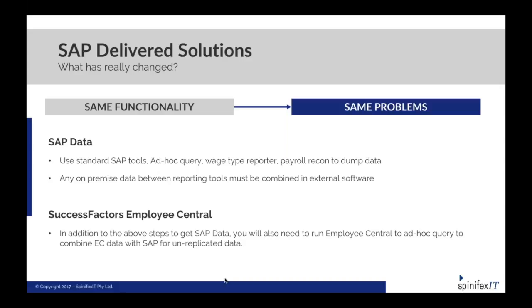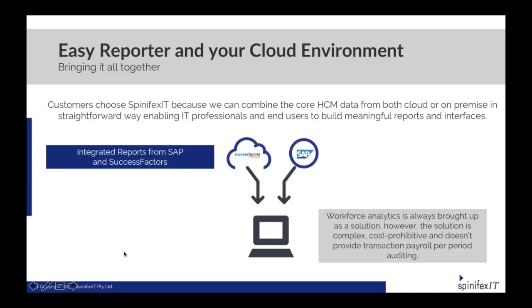But you're going to have to dump down that data out of payroll to be able to get that back into join up with data from Employee Central. It's not the best way of doing it, and we've all struggled with that in the past with running ad hoc query and running Wage Type Reporter in the on-premise environment. What you want to do really is, if you've moved to this nice new cloud and you've got all these nice new systems, wouldn't it be great if you had one way to report on both sets of data? And if you have Easy Reporter, the good news is you do have that ability.